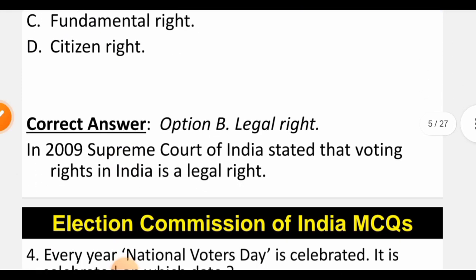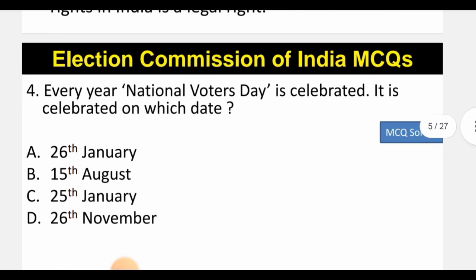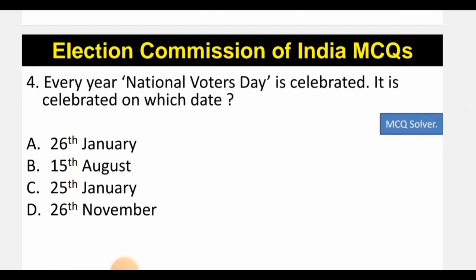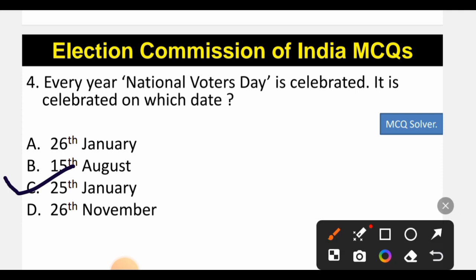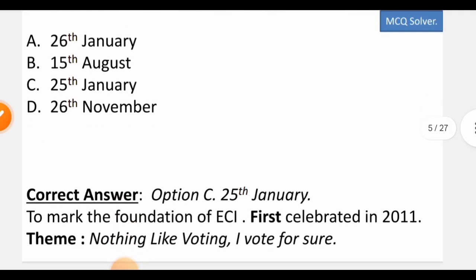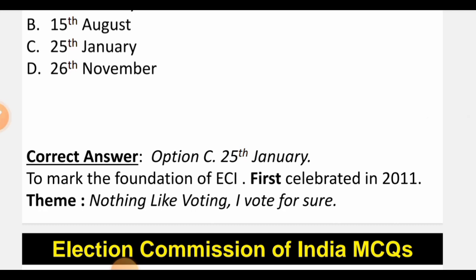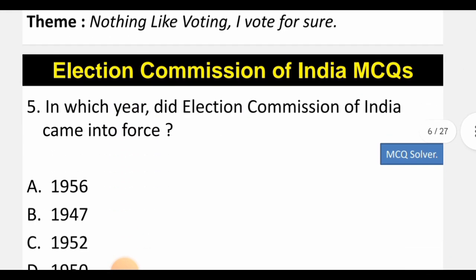Now let's move to question number 4. Every year National Voters Day is celebrated. On which date is it celebrated? The correct option will be option C, that is 25th of January. On 25th of January, the Election Commission of India was established. To mark this, National Voters Day is celebrated, and it was first celebrated in the year 2011. This year's theme was "Nothing like voting, I vote for sure." So please remember this fact.